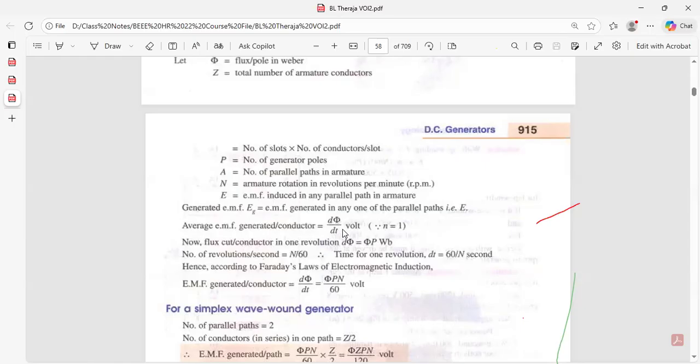Have you written? In the numerator you write phi P. In the denominator you write only T. So now your equation becomes phi P by T.